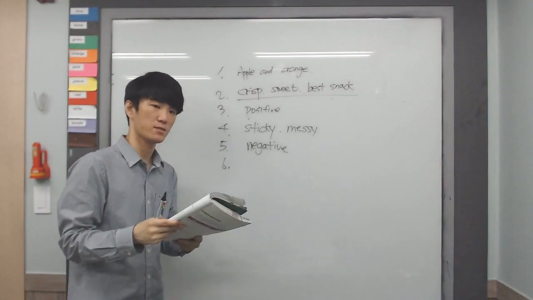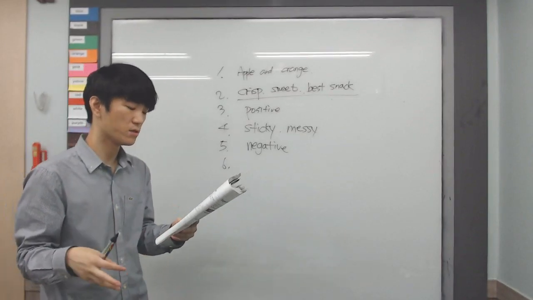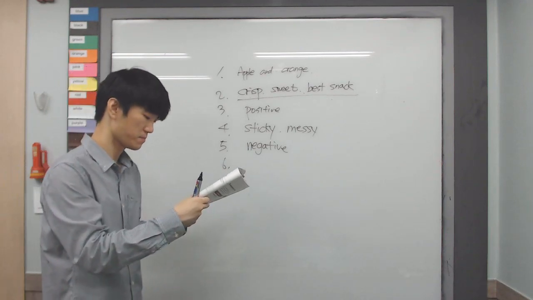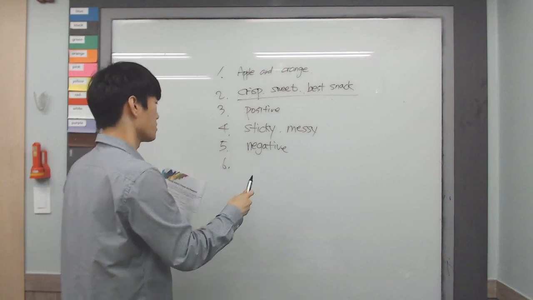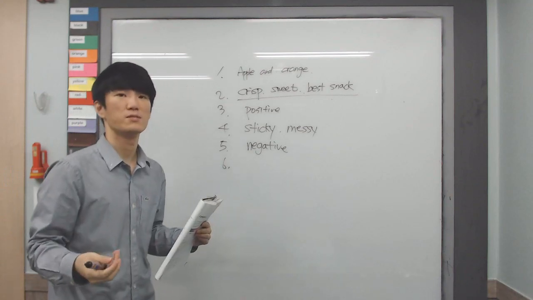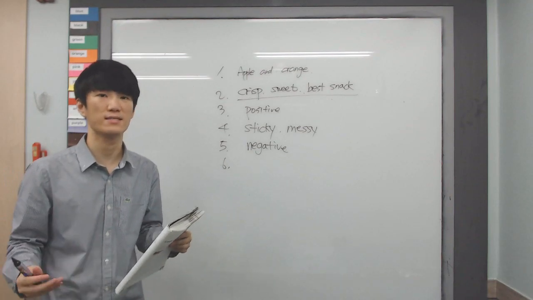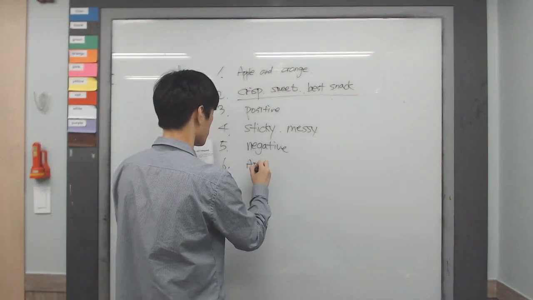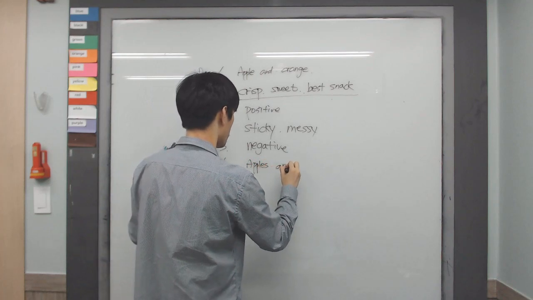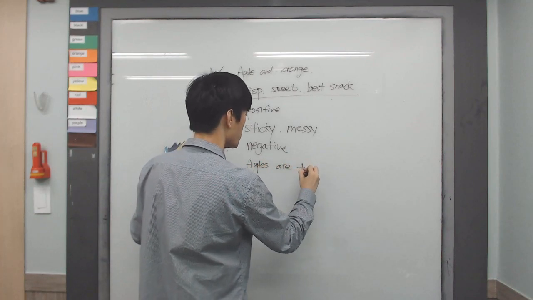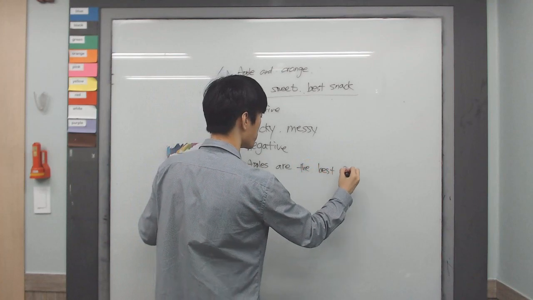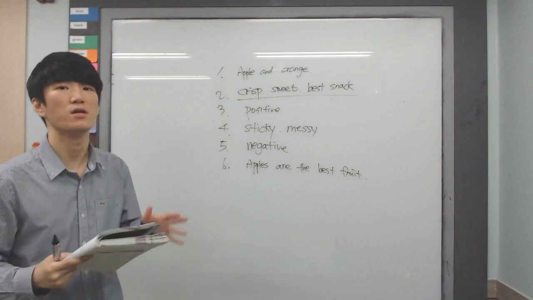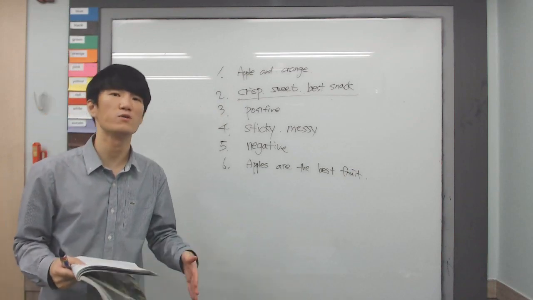And number 6. Why did the author write this story? Why? So the viewpoint, the way how he or she thinks. Apples are the best fruit. This is how the author thinks. Not always correct.